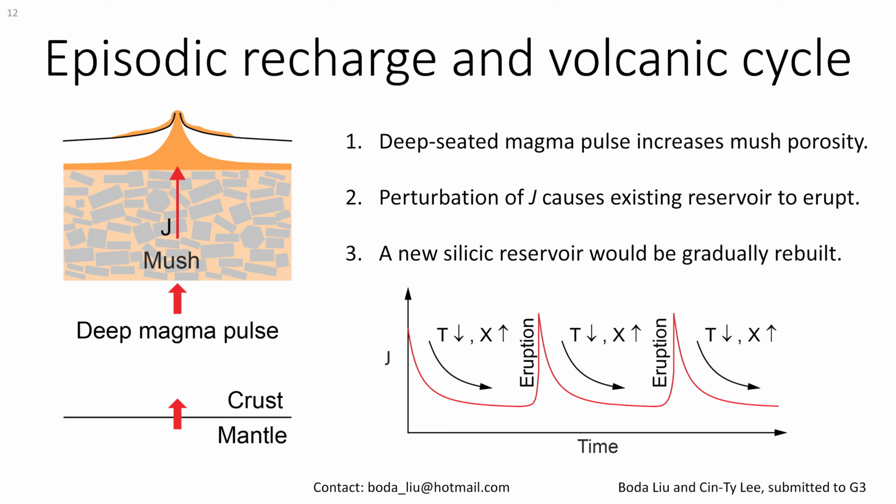We suggest that the arrival of deep-seated mafic magma pulses at the bottom of the source mush rejuvenates the mush, resulting in temporarily large mush porosity and a fast melt extraction rate. The perturbation of J causes the existing silicic reservoir to erupt. After the eruption, a new silicic reservoir would be gradually rebuilt. So these steps 1, 2, 3 could repeat in such a way that the volcanic cycle may be regulated by pulses of deep magmatic activities. That's all I have for today.